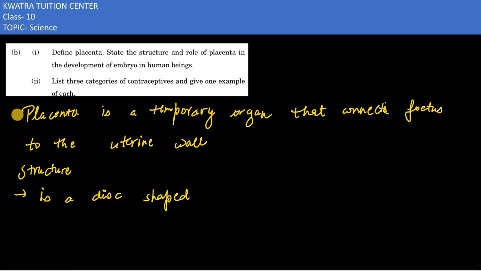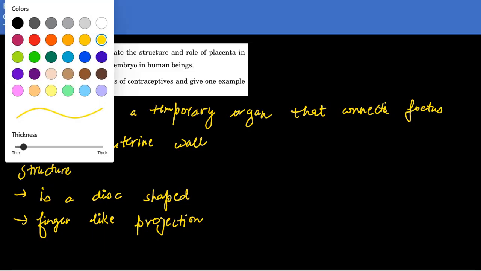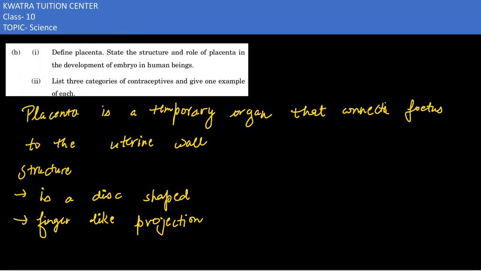Okay? And it is formed by the villi from the embryo and the uterine tissue of the mother. So it has some finger-like projections over it. उससे क्या होता है, absorption अच्छा हो जाता है. So they would be having finger-like projections that provide a large surface area for the exchange of substances. Yes, it would be done between the mother's blood and the embryo's blood.